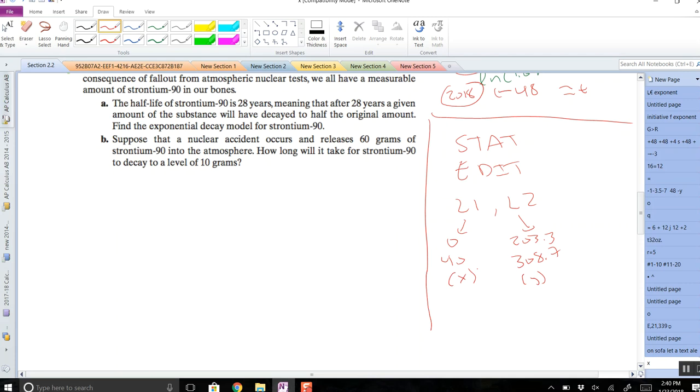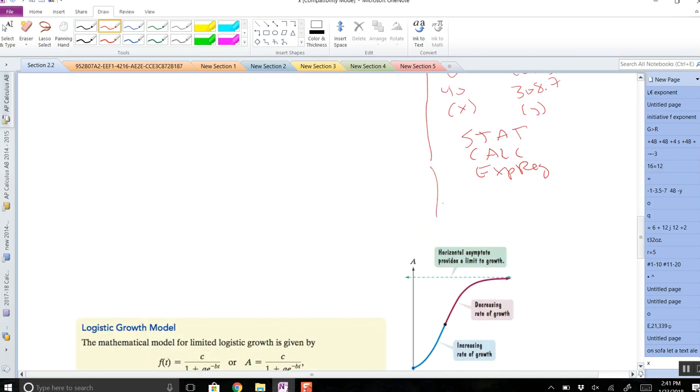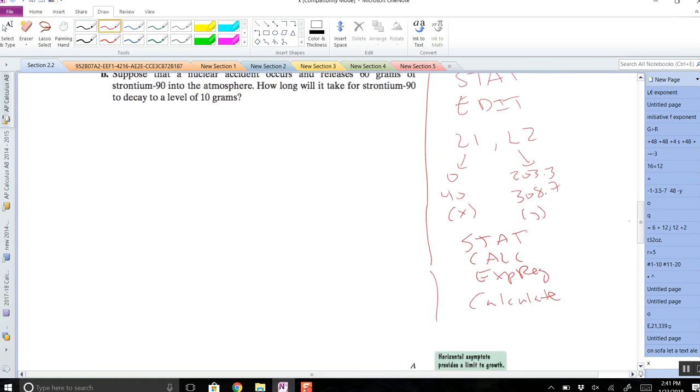After you do that, you're going to hit Stat again. Then you're going to select Calc. And then you're going to select Exponent Reg, which basically creates an exponential regression model for you. After you do that, you're going to select Calculate. And you'll notice that we'll say X list is L1 and Y list is L2. And then it'll just generate the model for you.